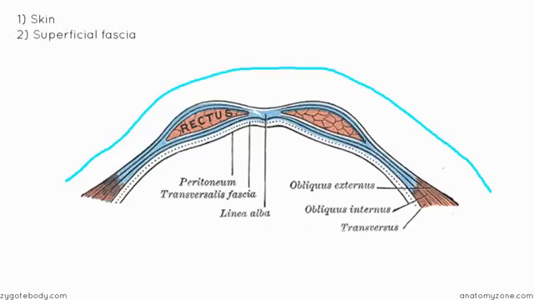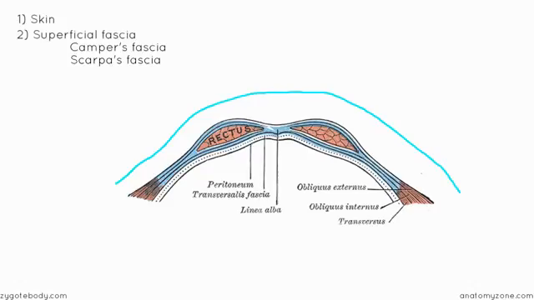The superficial fascia consists of two layers. You've got the superficial fatty layer, which is called Camper's fascia, and you've got the deeper membranous layer, which is called Scarpa's fascia. The way I remember which way round these two go is that the letter C is before the letter S, so Camper's is more superficial than Scarpa's fascia. So I'll just draw that on here.